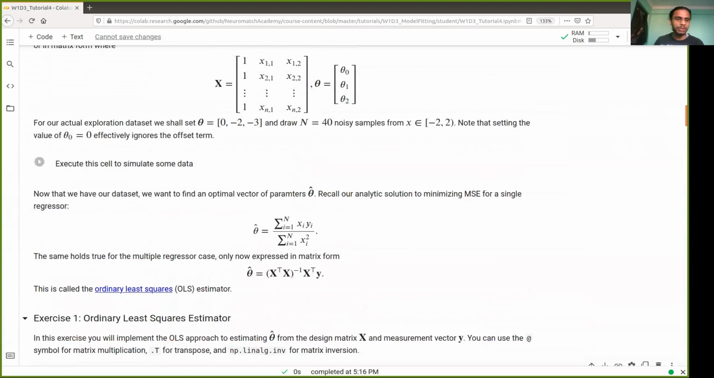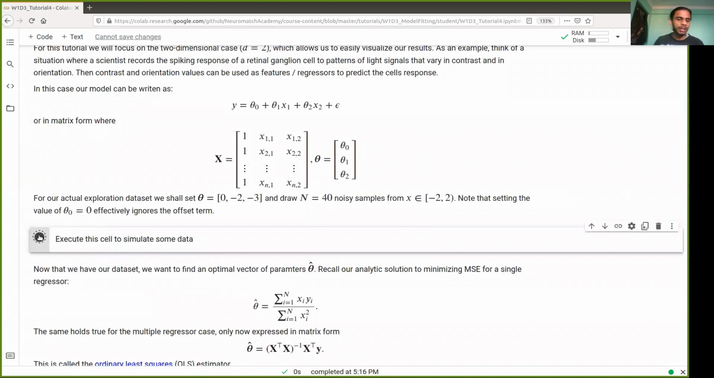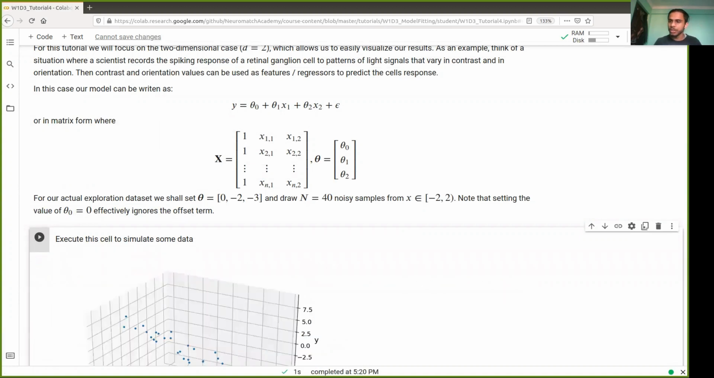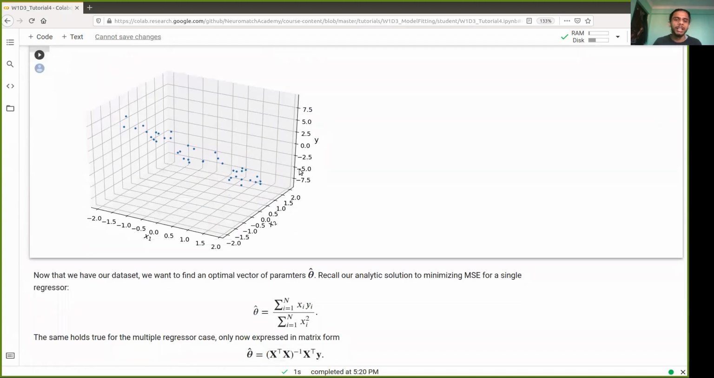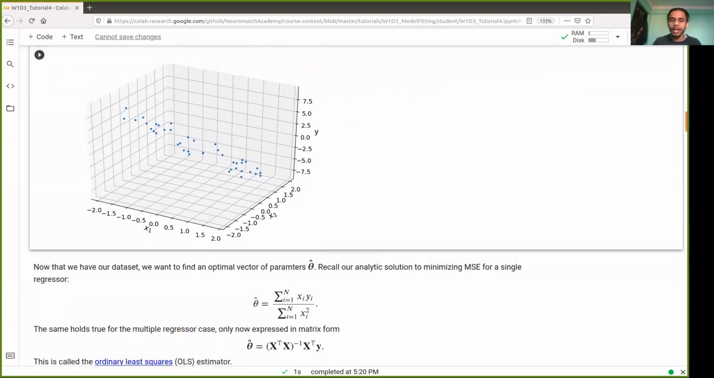Sorry guys, I just forgot to explain this thing. So here we have y represented on the z-axis, and here we have x1 and x2, right? So you can see the data points, and we will try to fit a plane which passes through most of the data points, so that we can represent y in terms of x2 and x1, right? So that's our sole purpose.